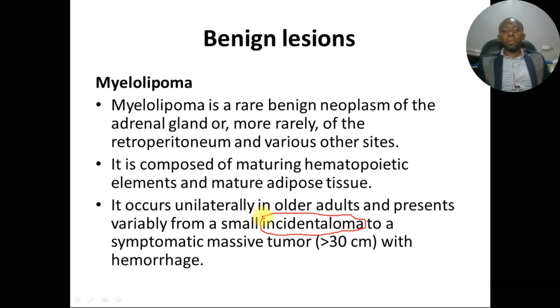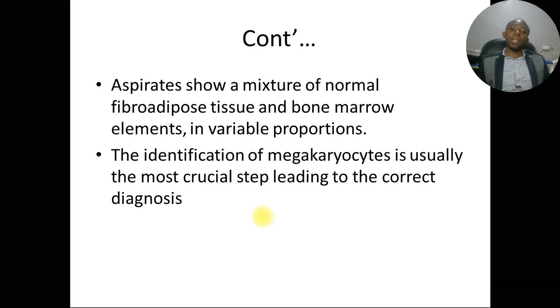They can appear naturally in older adults, and variably form, from a small incidentaloma to a symptomatic massive tumor of approximately 30 centimeters, sometimes with hemorrhage. Hemorrhage is a key feature that we shall be encountering in the myelolipomas, and it is very important in distinguishing it from other lesions. Aspirates show a mixture of normal fibroadipose tissue and bone marrow elements in variable proportions. We shall look at these images and then appreciate them.